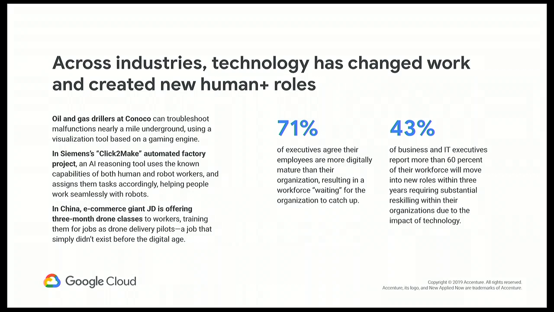So a couple of examples to highlight. We have an oil and gas company whose workers now have mobile devices and mobile technologies to help them troubleshoot issues that are a mile underground, with new game-like visualization tools developed for them. We have factories where humans and robots are working side by side, and we have AI tools that are helping to identify which types of jobs should be done by which types of workers.